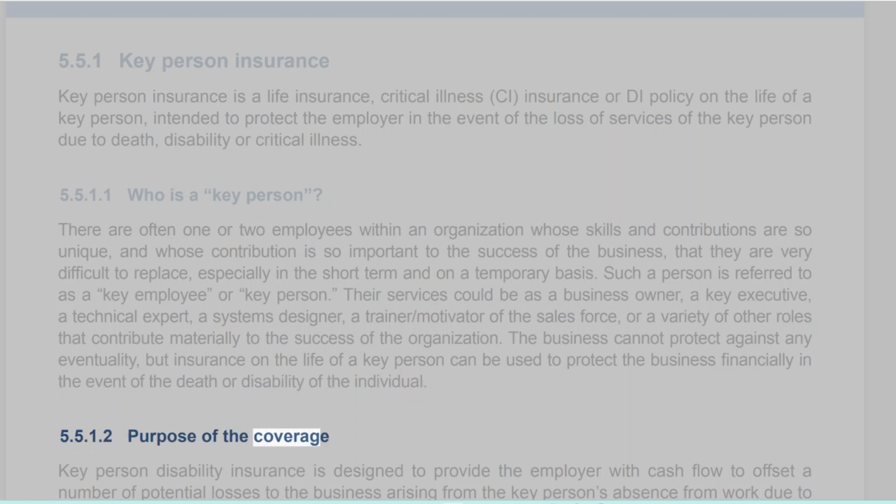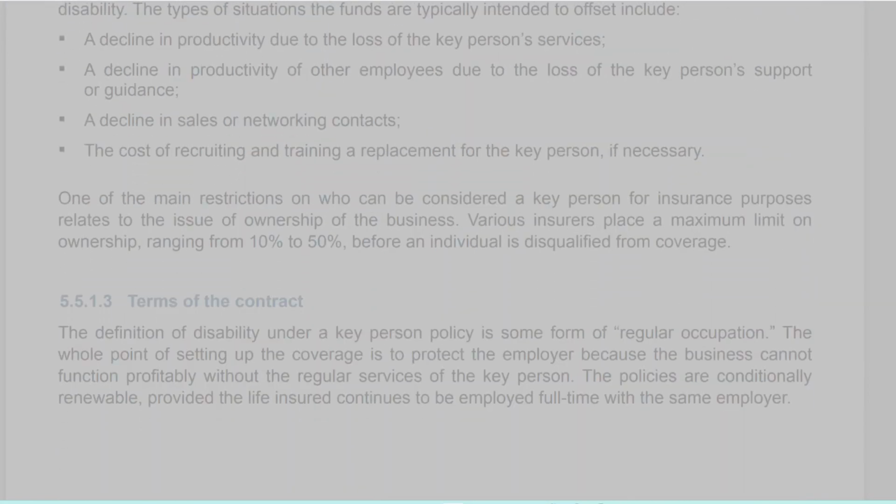5.5.1.2 Purpose of the coverage. Key person disability insurance is designed to provide the employer with cash flow to offset a number of potential losses to the business arising from the key person's absence from work due to disability. The types of situations the funds are typically intended to offset include: a decline in productivity due to the loss of the key person's services; a decline in productivity of other employees due to the loss of the key person's support or guidance; a decline in sales or networking contacts; the cost of recruiting and training a replacement for the key person, if necessary.